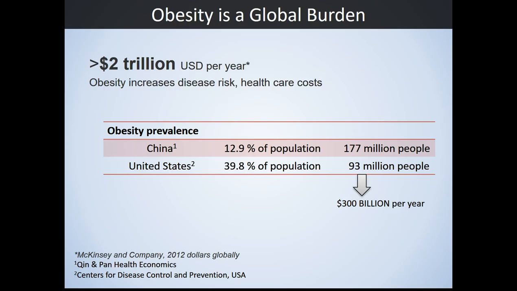In the US, we know we're approaching 40% obesity and that it's about 93 million people at this point, costing over $300 billion per year. So these costs are becoming astronomical and accounting for more and more of our healthcare costs. But you know, it's always amazing to see that Chinese number, it's only 13%, and it's rising.